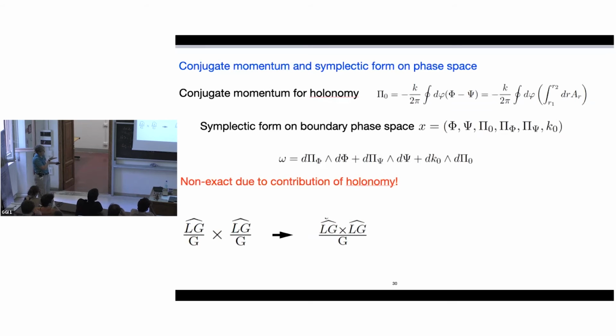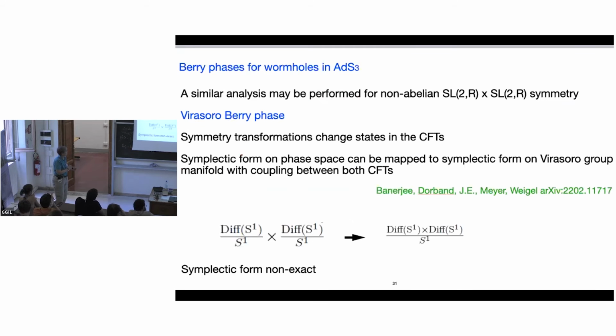And mathematically, exactly the same happens as I was indicating before. Due to the presence of this holonomy, the space is not factorized, because again we have just a common quotient for the two left- and right-handed sides of the wormhole. So it's mathematically very similar to what I explained before. That was just for this very simple U(1) model, but now you can do the same for the Virasoro symmetry, so for SL(2,R) times SL(2,R).